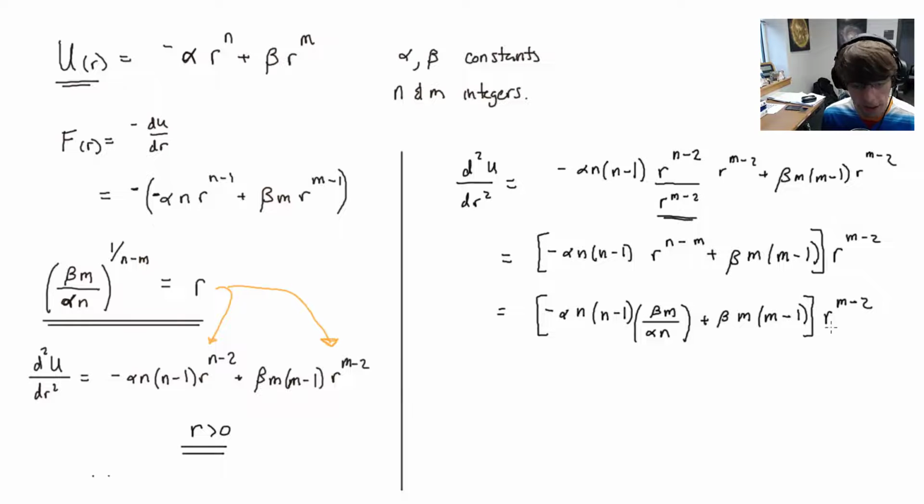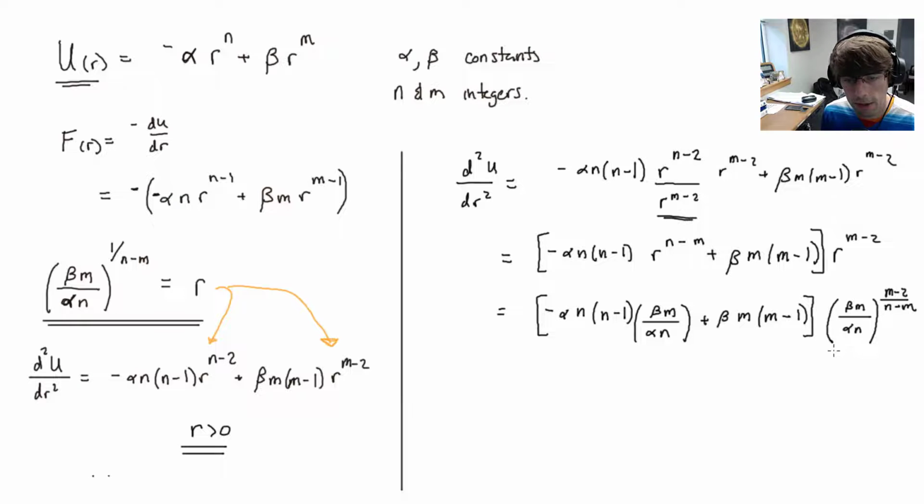Right. I guess here for the r to the m minus 2, we could also substitute in a value there if we really wanted to. This would just be beta m over alpha n, to the m minus 2 divided by n minus m. Not very informative, but okay.